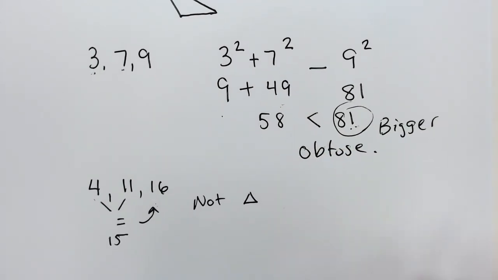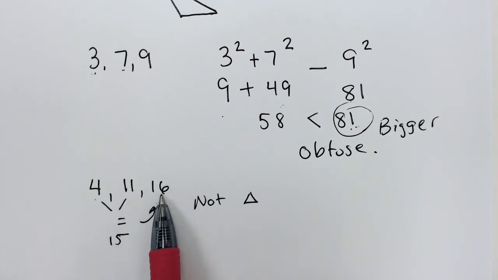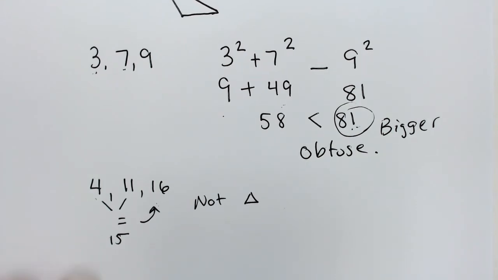So always double check. Maybe your teacher is giving you a bogus problem to begin with. Make sure the two shorter sides are always going to be more than the longest side, and it can't be equal to it. It has to be more than that longest side. This is not even a triangle. We can't even confirm it's a right triangle or acute if it's not even possible.